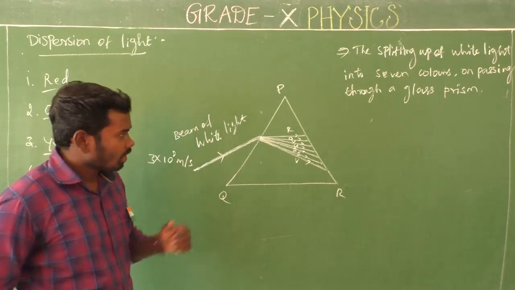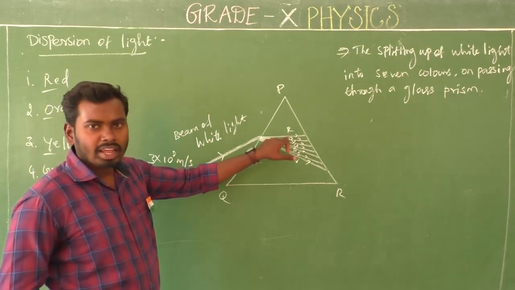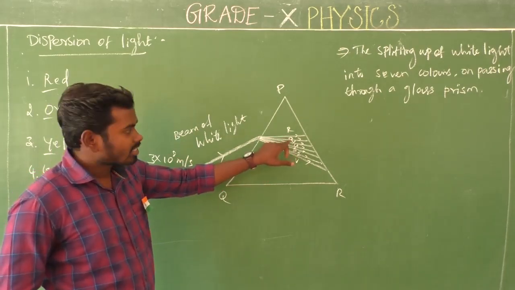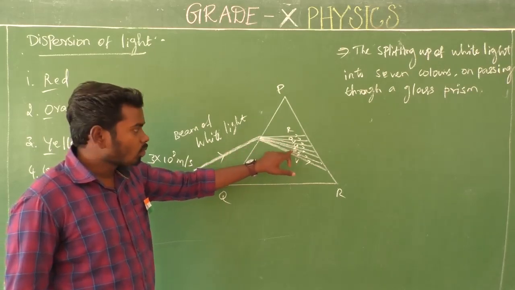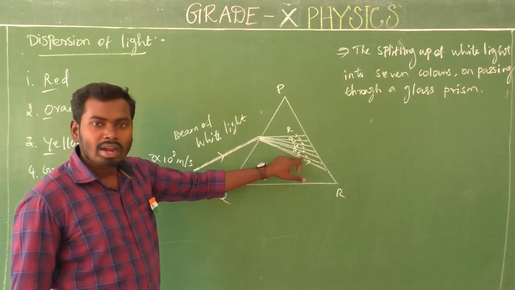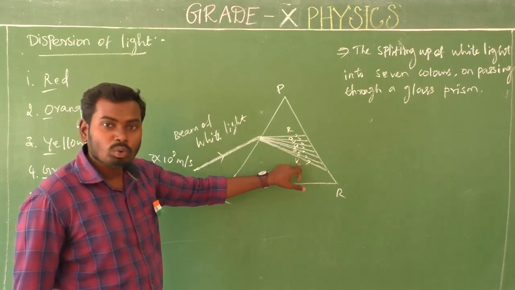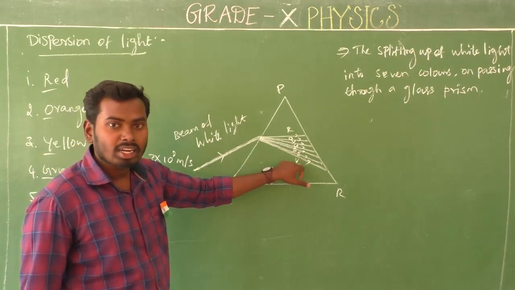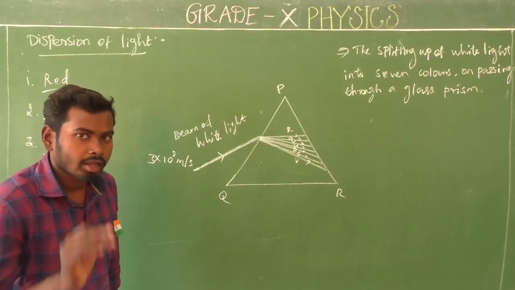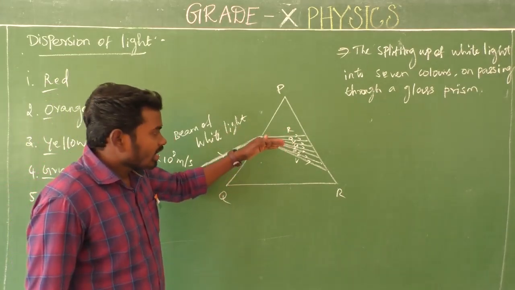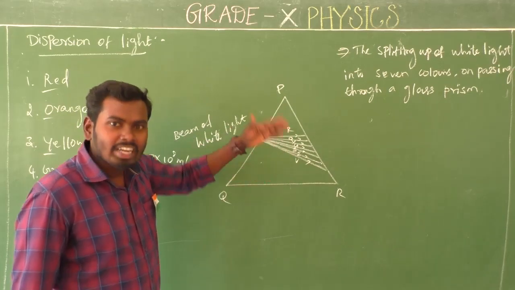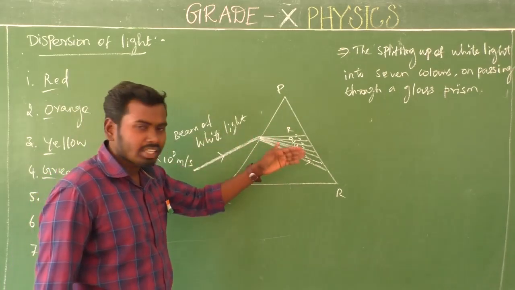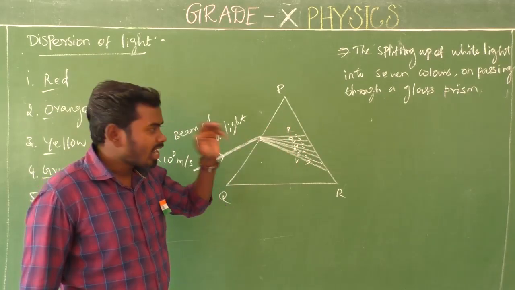So look here. The first ray is red color, second one orange color, third one yellow color, fourth one green color, fifth one blue color, sixth one indigo color, and the seventh, last one, is violet color. Is it clear? Yes. Here, the different colors are refracted at different angles. Am I right? Yes.